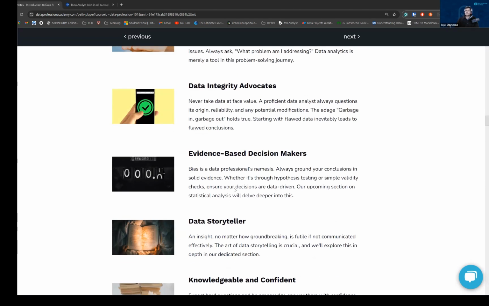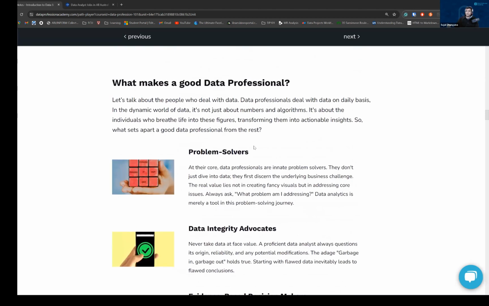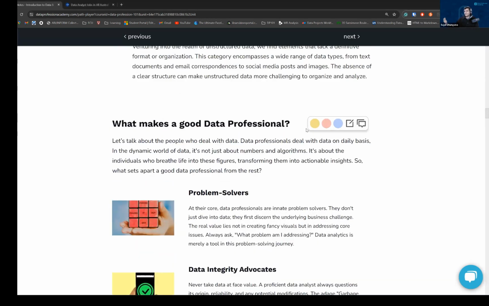How do I present myself as a good data storyteller? How do I present myself as a continuous learner? How do I present myself as knowledgeable and confident? Those are the things I need to work on, because before they see me, they only see my resume. So my resume needs to tell them that I am a good data professional. And only then do you get the interviews, and then you can take on the next step.